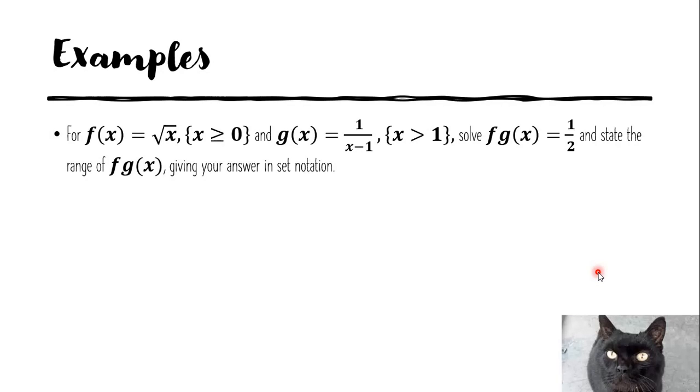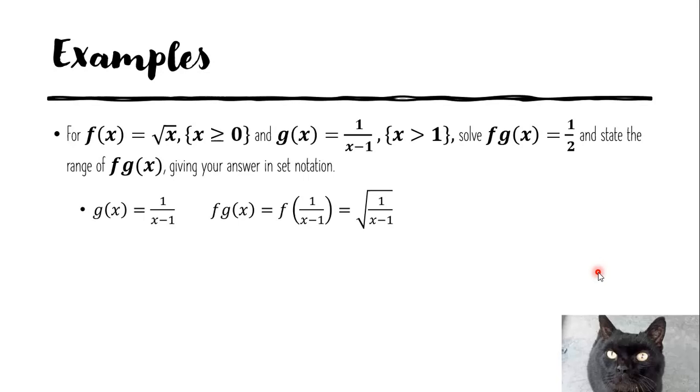Here's some more examples. For f(x) equal to the square root of x, where x is more than or equal to 0, and g(x) equal to 1 over x minus 1, where x is more than 1. Solve f(g(x)) = 1/2 and state the range of f(g(x)), giving your answer in set notation.